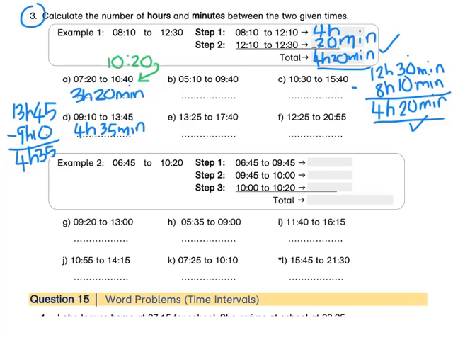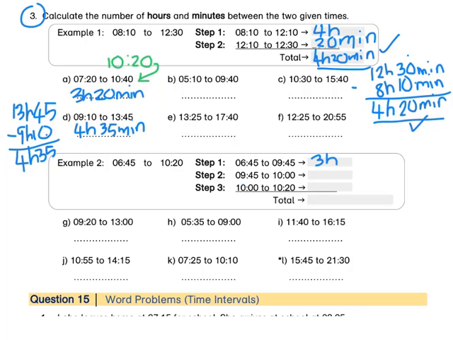Let's continue on to example 2. For this example, we're going from 6:45 to 20 past 10. Now this requires 3 steps if we do it mentally, because do you notice that the 20 minutes is less than the 45 minutes? So for our first step, we say from 6:45 to 9:45, because we can't go to 10:45 because it is greater than our given time. So from 6:45 to 9:45, we have 3 hours.